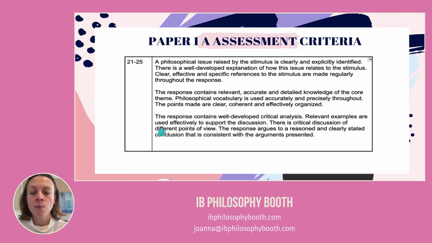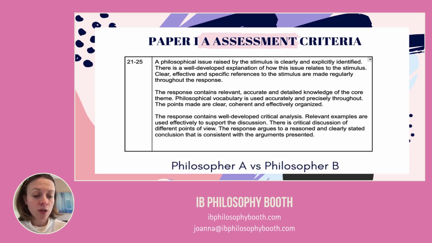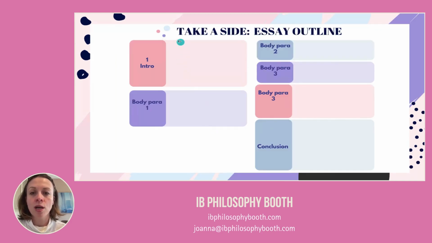All right, because you need to have different points of view, I strongly recommend you set up your papers as a kind of debate between two philosophers, philosopher A and philosopher B. So this first approach that I'm going to show you is what I call a take a side essay. You're going to take a side with one of the philosophers that you've got. So you're going to argue that philosopher B is better than philosopher A.